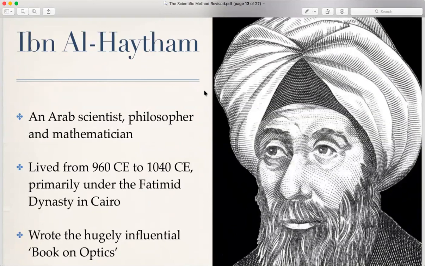Okay, well, let's go back a little bit further in time, and let's go back 1,000 years in time, in fact. So Ibn al-Haytham was an Arab scientist, philosopher, mathematician.